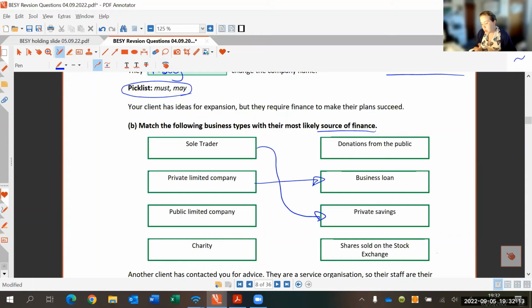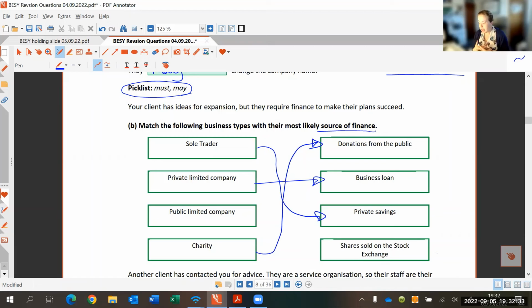So that just leaves us with the public limited company and the charity. Any thoughts on that? Yeah. I'll do this a little bit the other way around from what's been said in the chat. But as we can imagine, the charity, their main source of income is from the public donations.